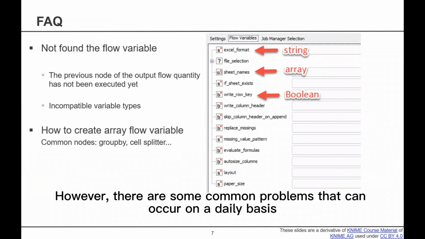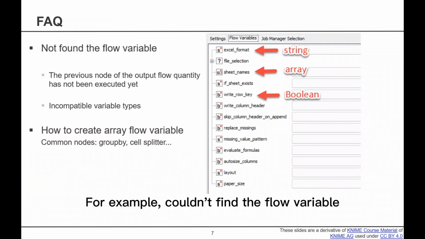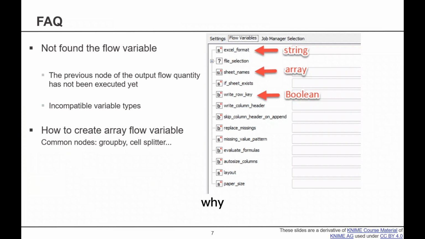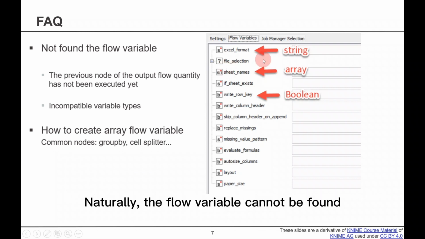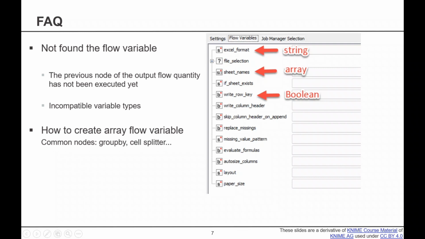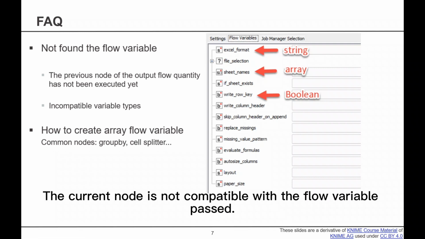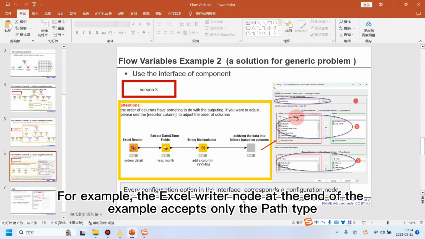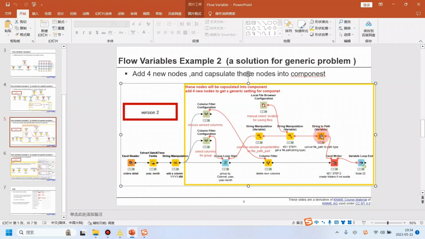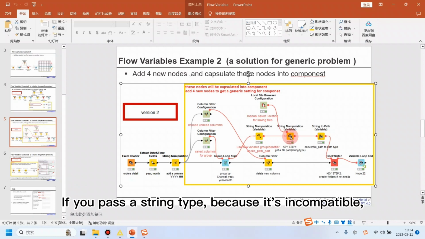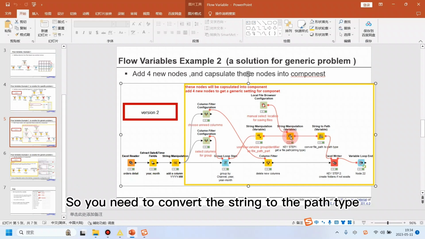However, there are some common problems that can occur on a daily basis. For example, couldn't find the flow variable. Why? The main reason is that the last node where the flow variable was created was not executed. Naturally, the flow variable cannot be found. It could also be that the current node is not compatible with the flow variable passed. For example, the Excel writer node at the end of the example accepts only the path type. If you pass a string type, it is incompatible. So you need to convert the string to the path type.